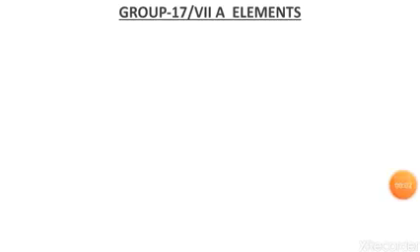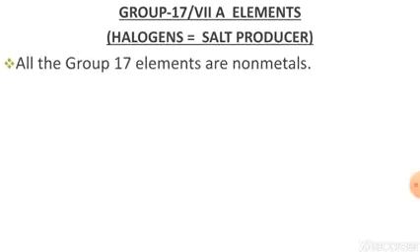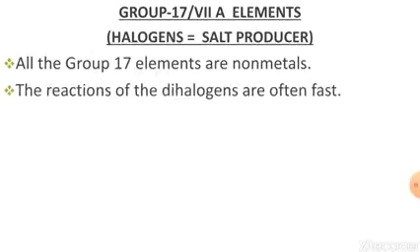Now dear students, again come to the general introduction of group 17 elements. So group 17 elements are also known as seventh group elements. They are also known as halogens, that is salt producers. All the group 17 elements are non-metals. This you have to know that the reactions of dihalogens are often very fast. This is due to the high reactivity of halogens. Some more points you have to note down.